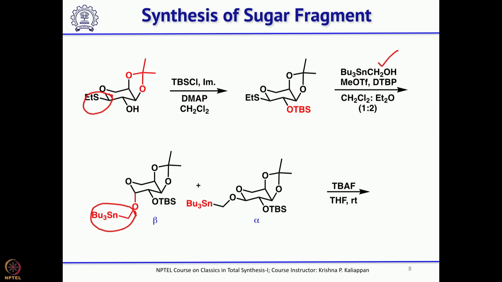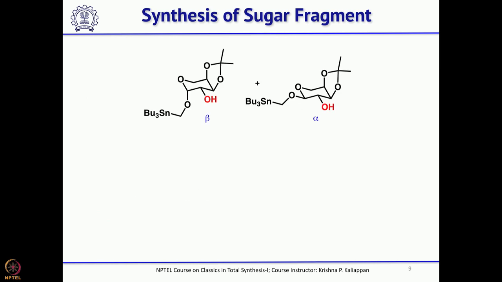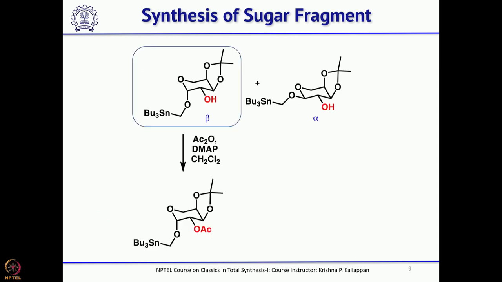So, now removal of that TBS group by fluoride reagents like TBAF will give the hydroxyl, and simple acetylation gives you the fragment required for the Stille coupling. Okay. So, now he has synthesized the sugar fragment successfully in few steps starting from D-arabinose.